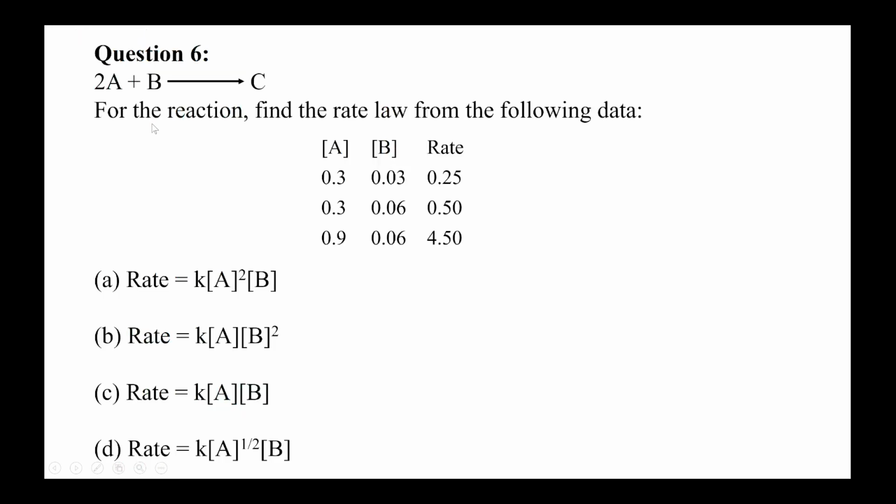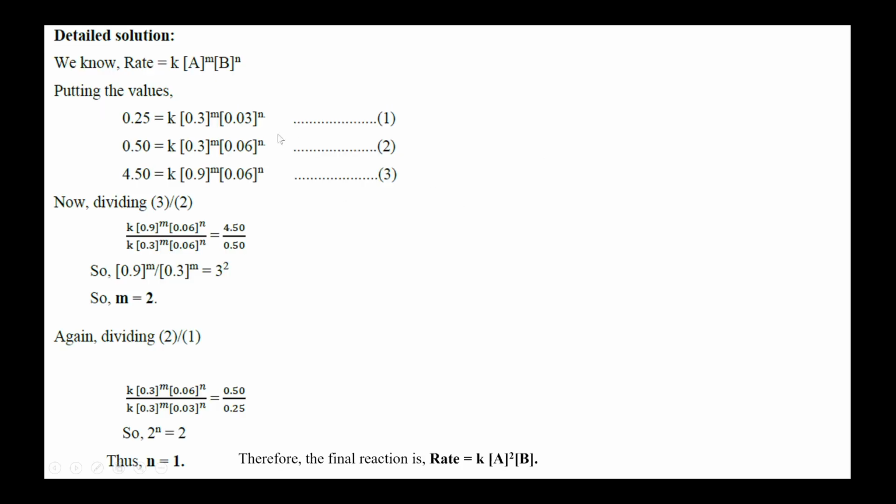So you have 3 different rates, right? 0.25, 0.5 and 4.5. For 0.25, the concentration of A is 0.3 and concentration of B is 0.03. So the equation will become 0.25 equals K multiplied by 0.3 raised to the power of m multiplied by 0.03 raised to the power of n. So this will be your first equation.